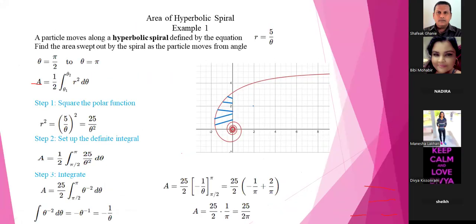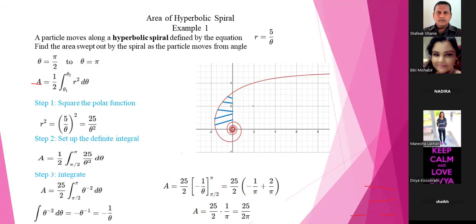Now for the area of the hyperbolic spiral: a particle moves along the hyperbolic spiral defined by the equation r equals 5 over theta. Find the area swept by the spiral as the particle moves from the angle theta equals pi over 2 to theta equals pi. So the shaded part in the graph is where we're going to find the area.